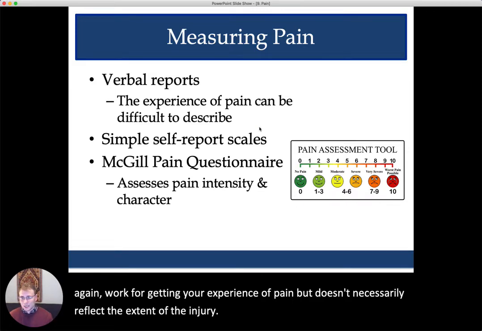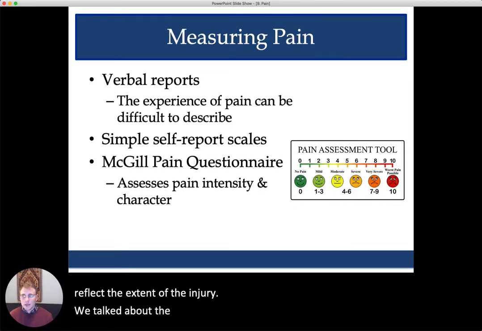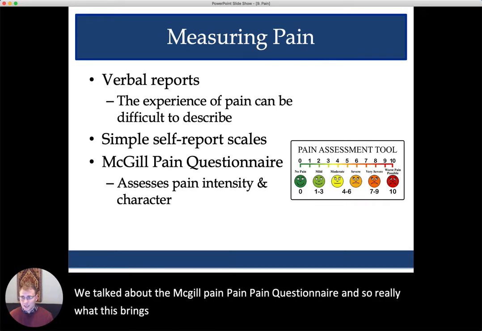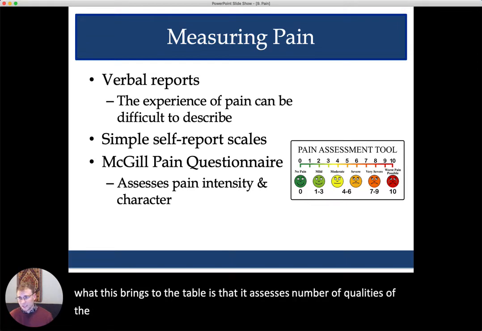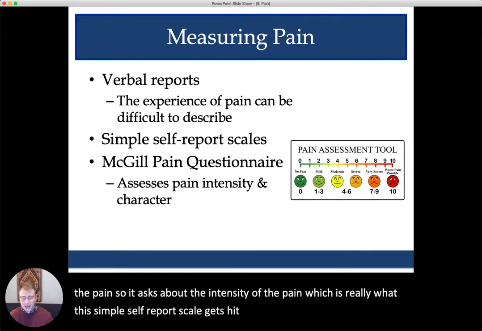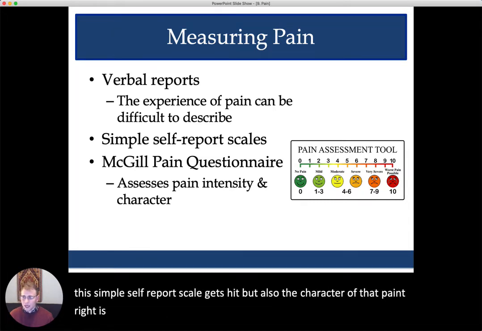We talked about the McGill pain questionnaire, and so really what this brings to the table is that it assesses a number of qualities of the pain. So it asks about the intensity of the pain, which is really what this simple self-report scale gets at, but also the character of that pain, right? Is it throbbing? Is it burning? Is it constant? Is it intermittent? And it also locates that pain in the body.